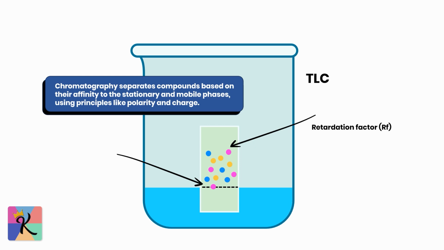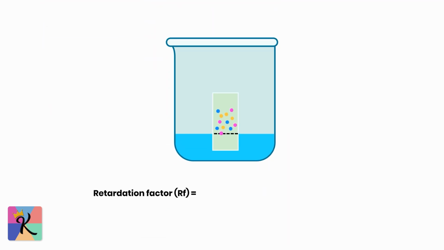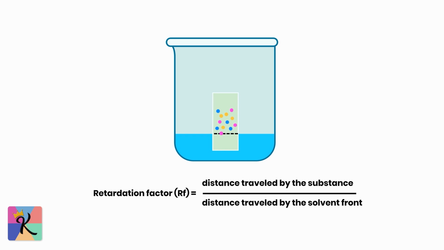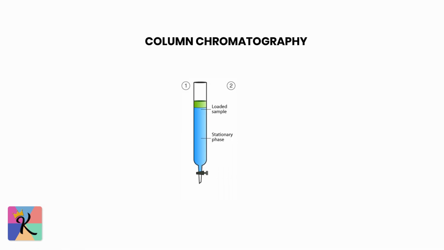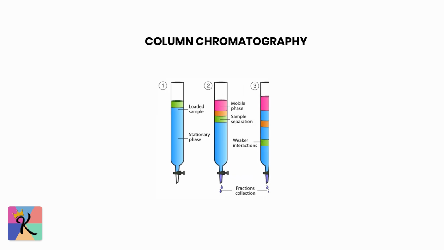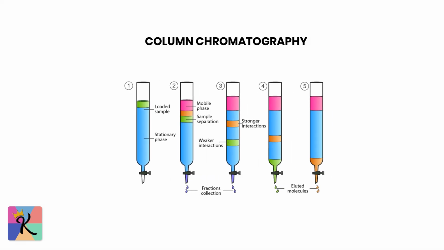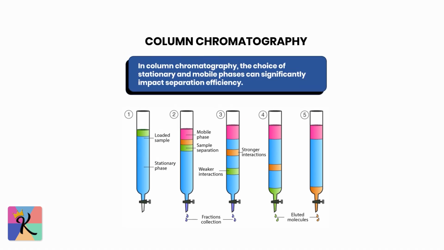We can calculate the retardation factor, RF, for each substance, which helps in identifying unknown compounds. The RF value is calculated by dividing the distance traveled by the substance by the distance traveled by the solvent front. Column chromatography operates on the same principles as TLC, but uses a vertical column filled with silica or alumina beads. The mobile phase flows down the column due to gravity, separating compounds based on their interactions with the stationary phase. The compounds are collected in fractions as they elute from the column, which is particularly useful for purifying large quantities of a substance.